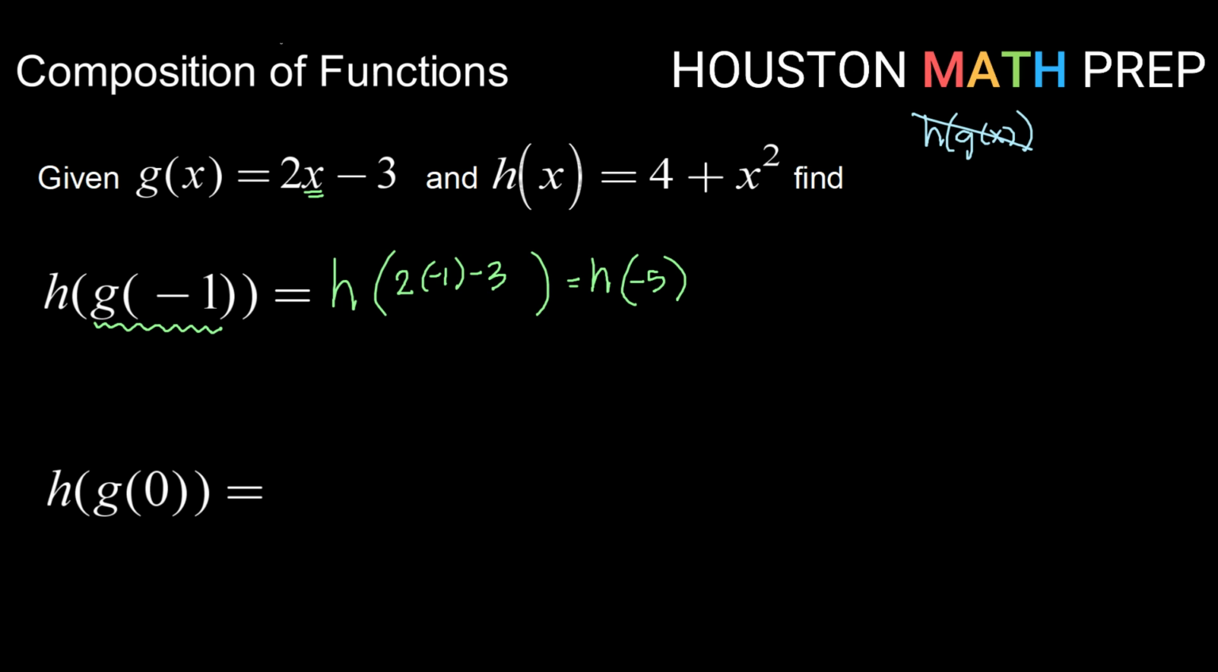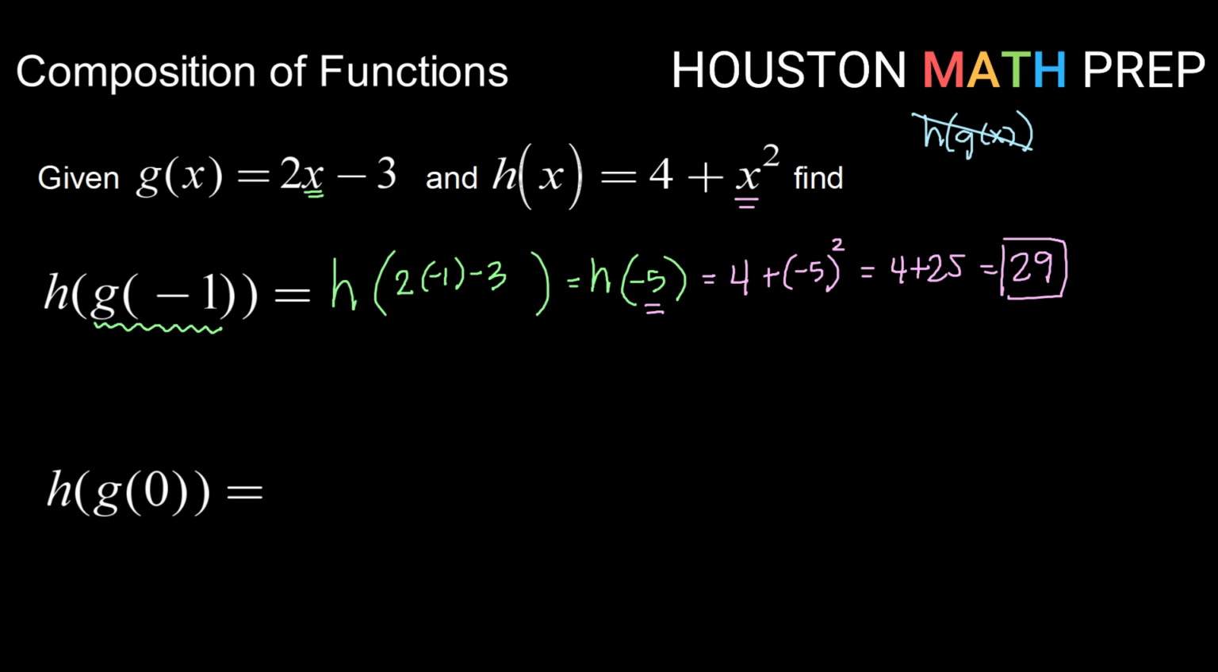So now I can go ahead and continue by finding h of -5. Well, h of -5 tells me to replace the inputs in my h function with -5. So that will be 4 plus -5 squared, or 4 plus 25, or 29. So by going from the inside out, I found that h of g of -1 is 29.